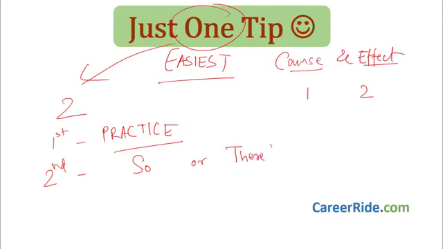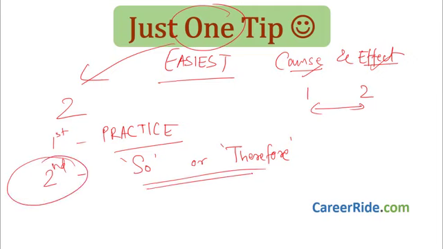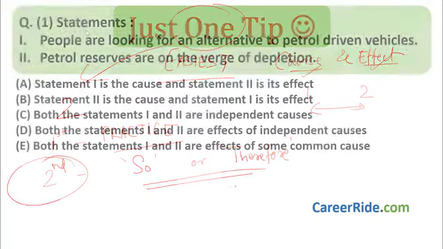You can use either so or therefore. Use of these two words is the second tip. By using these two words to join both the sentences, we can decide which is cause and which is effect. Let's take an example to understand what exactly this second tip is. This tip would help you to solve all sums related to cause and effect. Let's move on to question number 1 and understand the tip.